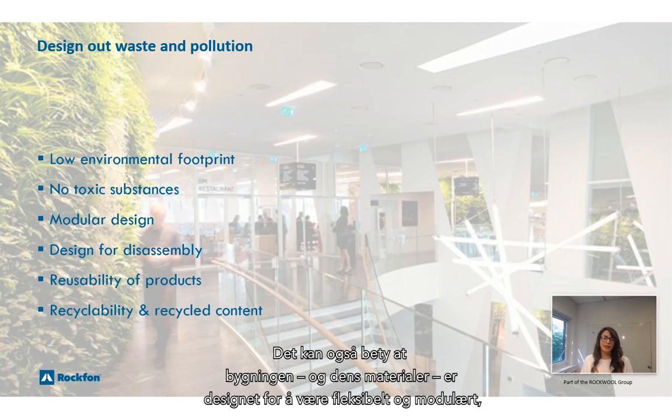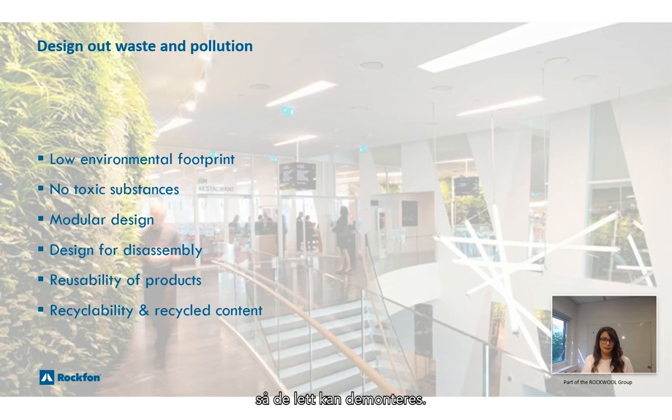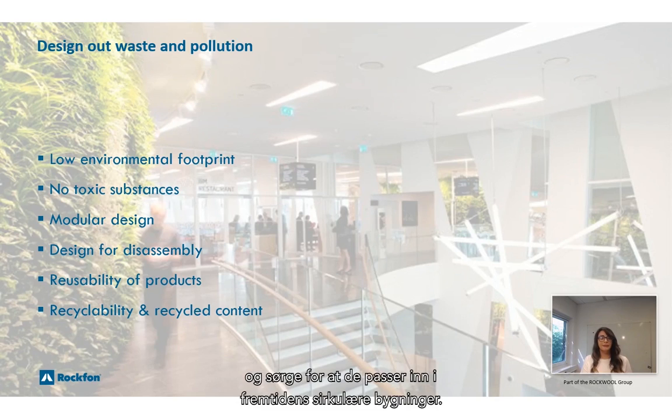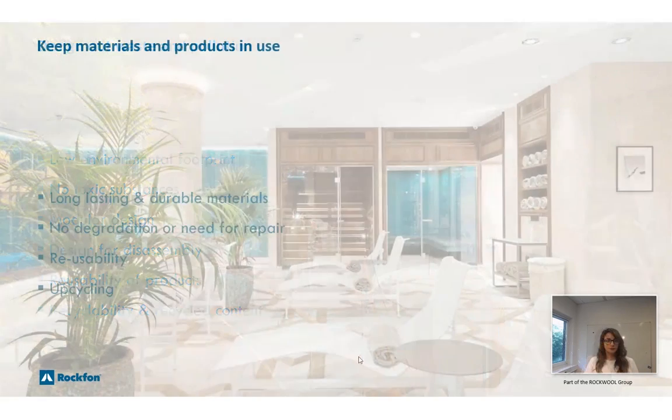Also, it could mean that the building and its materials are designed to be flexible and modular, easily disassembled and dismantled. They can be reused or recycled, and they have high recycled content, meaning that they do not use a lot of primary resources, but mostly waste materials for their production. So these are some things that you could actually look for in the materials and products you select and make sure that they fit into the circular buildings of the future.